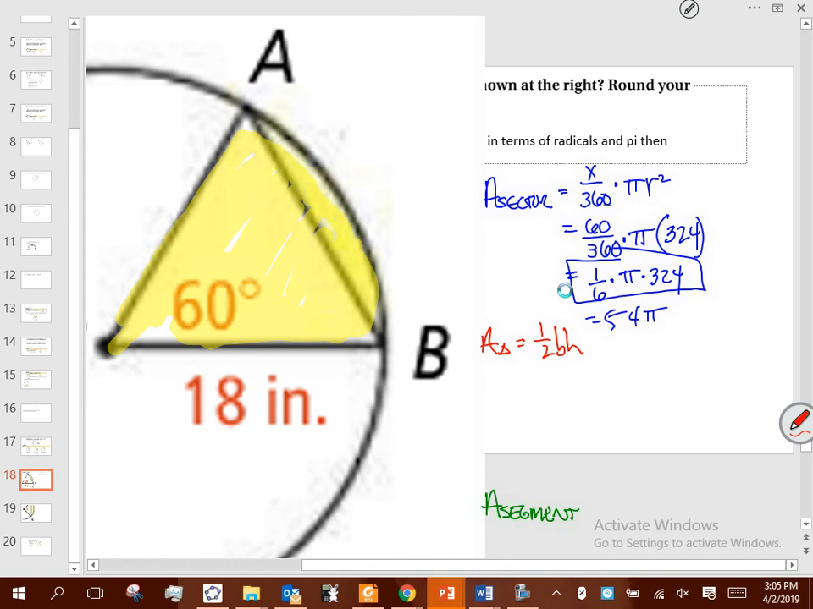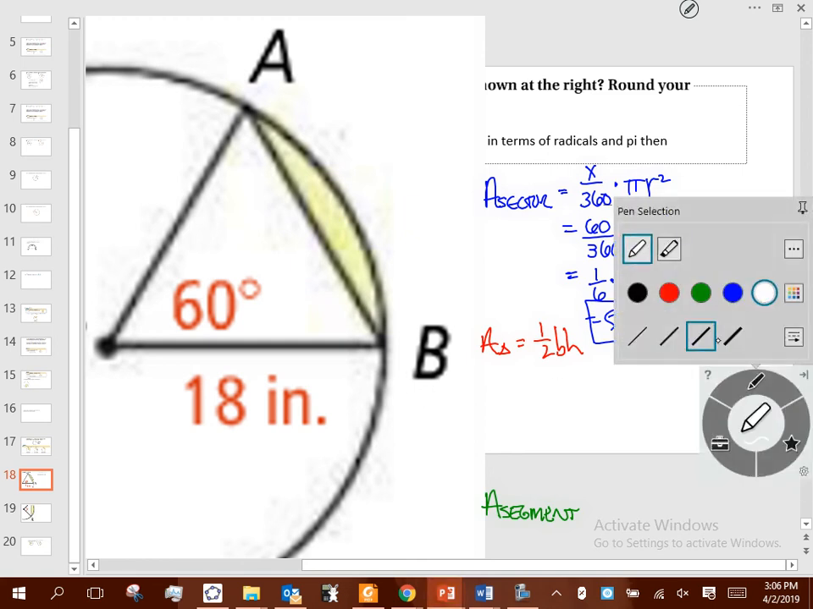All right, so we have 54 pi. Okay, that is the area of the sector. Now, trying to find the area of this triangle is going to be a little bit more of a task. So let me just erase this 60 real quick.